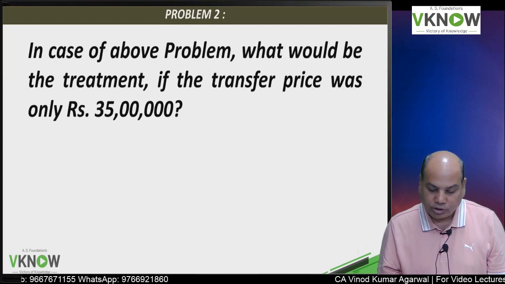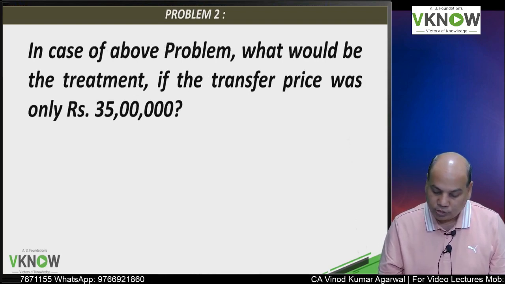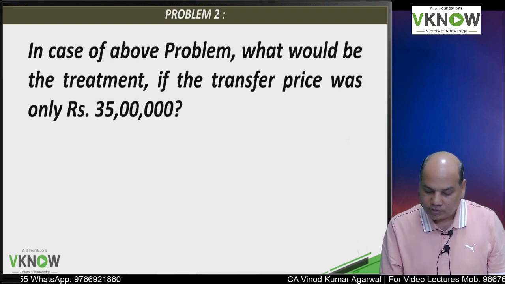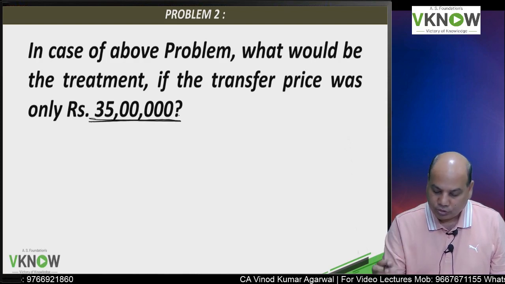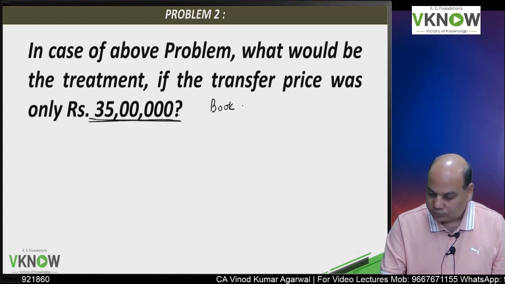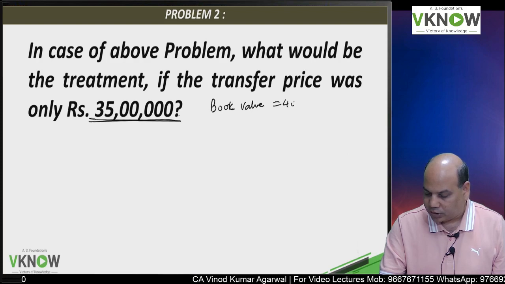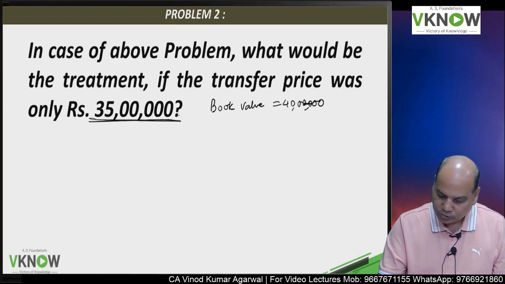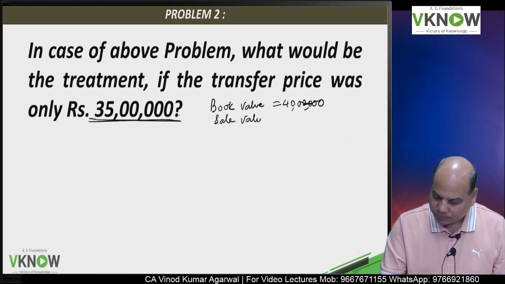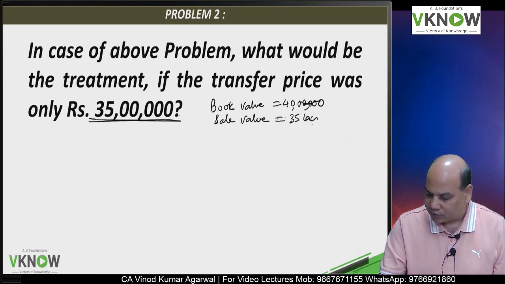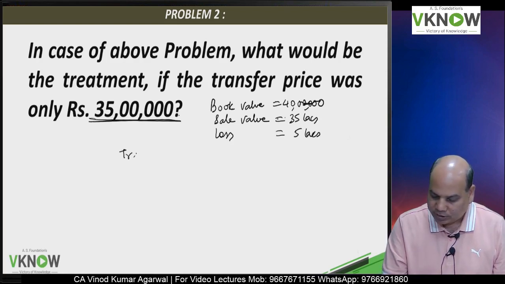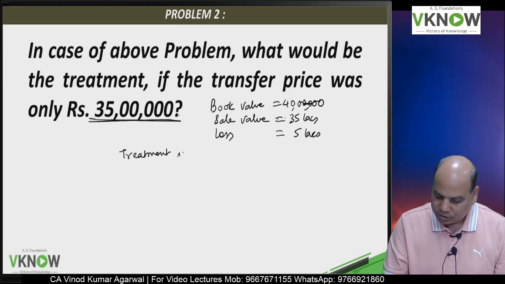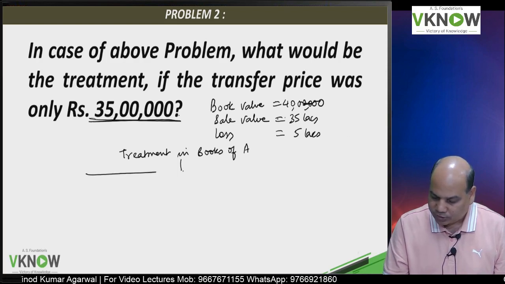Question number 2. In case of above problem, what would be the treatment if the transfer price was only rupees 35 lakh? So there is a loss. Book value is 40 lakh. Sale value is 35 lakhs. So there is a loss of 5 lakh. So what will be the treatment in the books of A? That is the question.